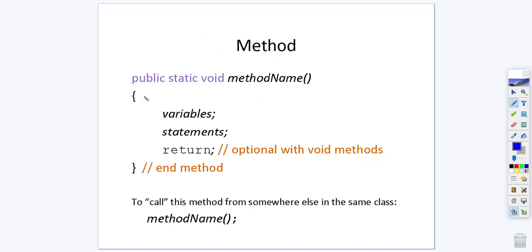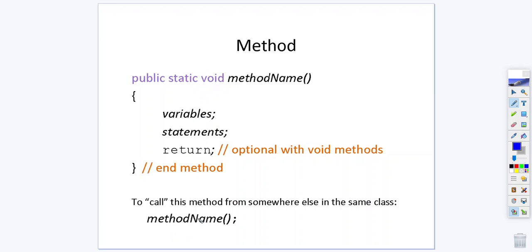So in a method, this is an example of a static void method. You have your method name, you'll have variables and statements, and then in a static void method you probably won't see return. However, in other non-void methods you would need a return statement. And then you have the end of your method. Because this is a static void method, it's not going to send back any data.